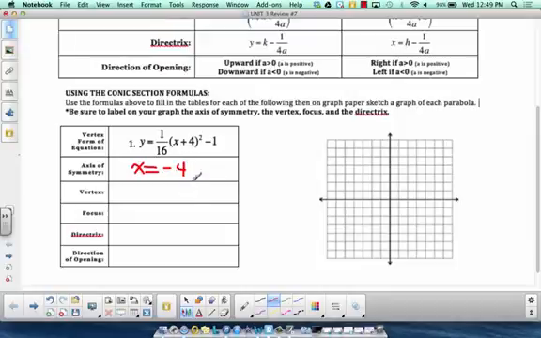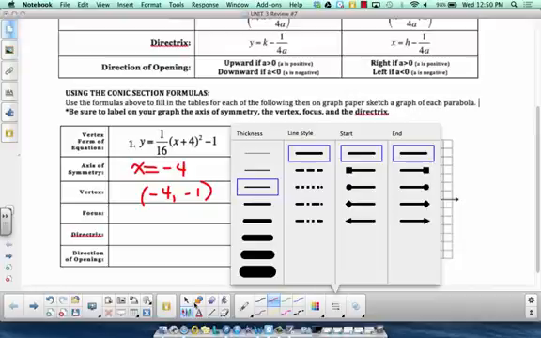My vertex then, remember this is the x-coordinate of the vertex, and it's also the same thing as what I see here with the axis of symmetry. And then this is my k, so -1. I'm going to go through and actually put the axis of symmetry and the vertex in here.